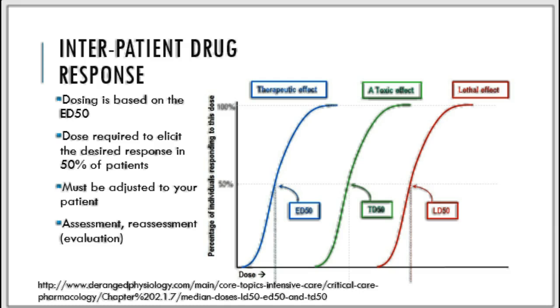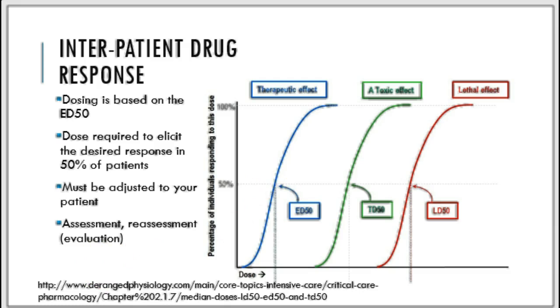So then we have this interpatient drug response. Dosing is based on the ED50, which is the effective dose for 50% of the people. It's a way to do safe dosing. So where the dose required to elicit the desired response is 50% of the patients, that's the ED50. That's what they're showing you right here: 50% of the max therapeutic effect.